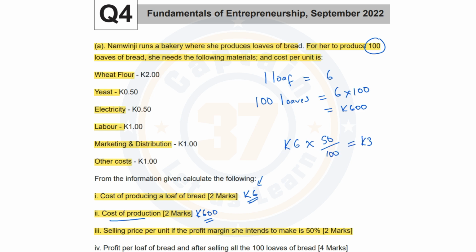So how much then is she going to sell a loaf of bread for her to make 50% profit? 50% of 6 is 3. So it is going to be 6 plus 3, which gives us 9 kwacha. For her to make 50% profit, she needs to sell each unit of bread at 9 kwacha.